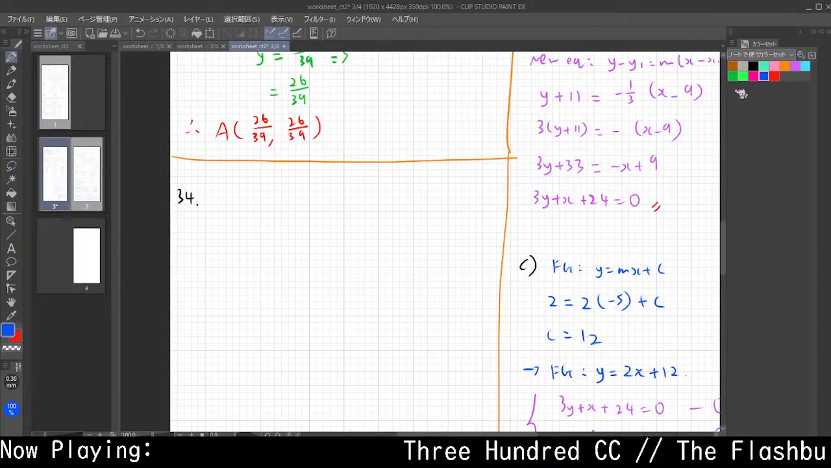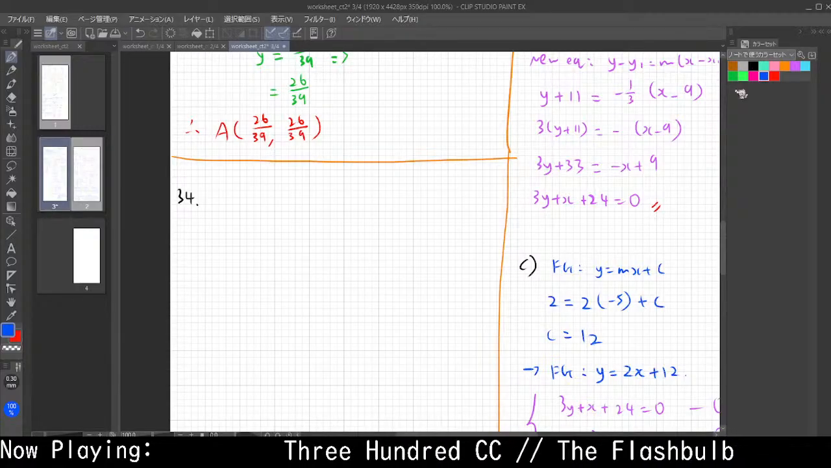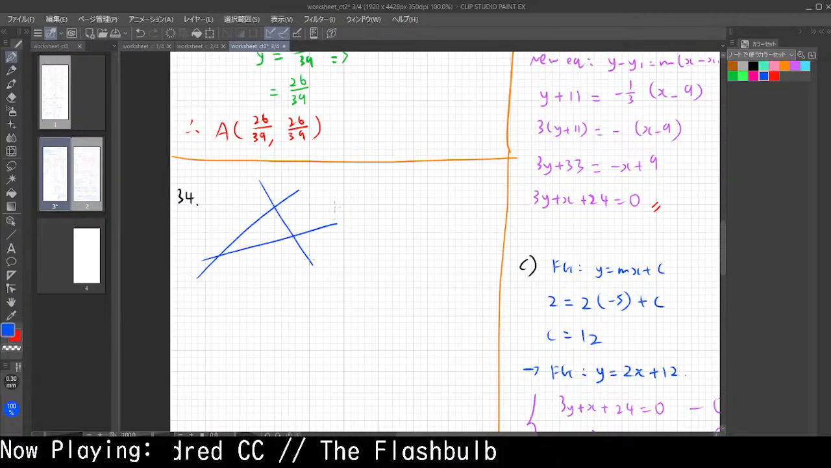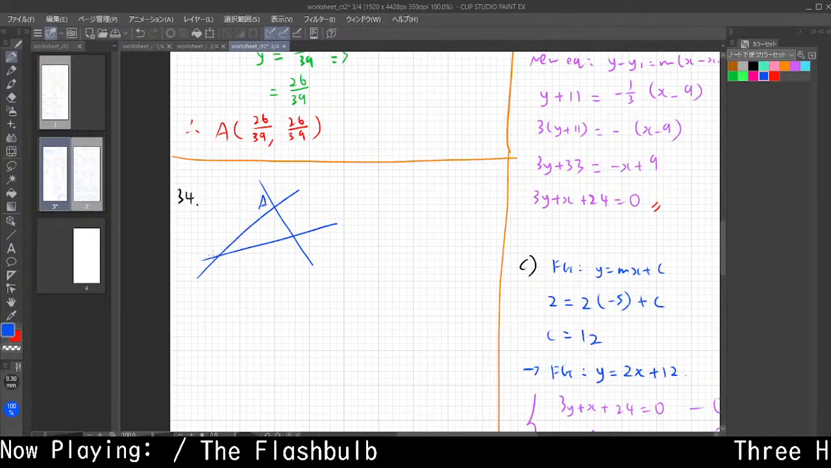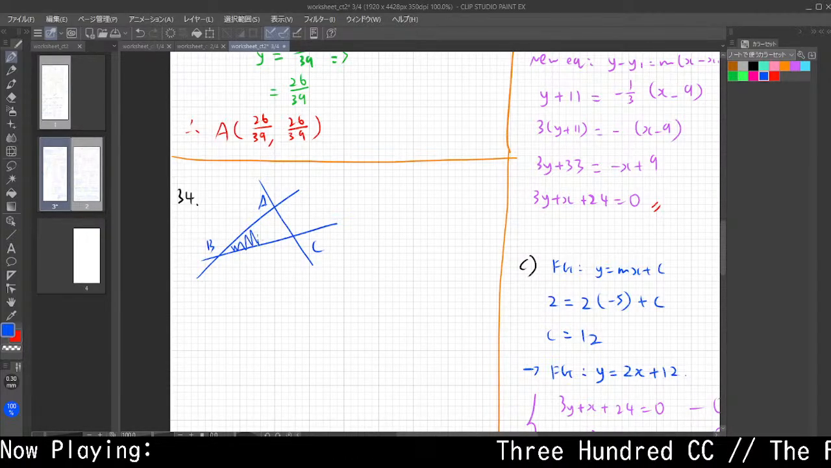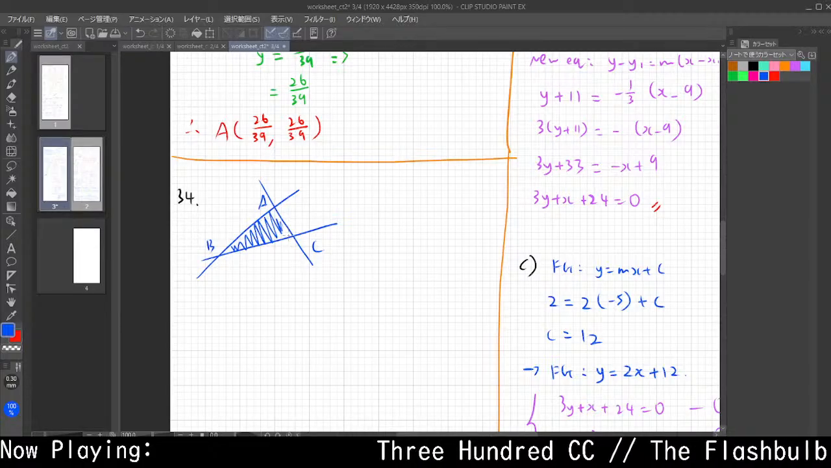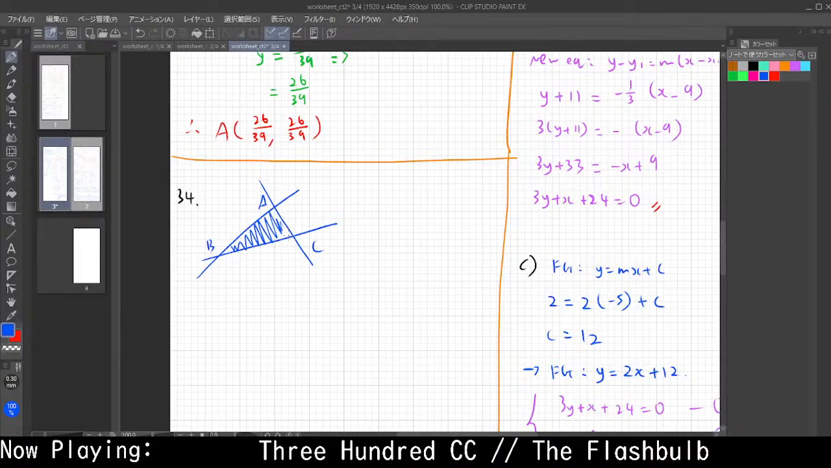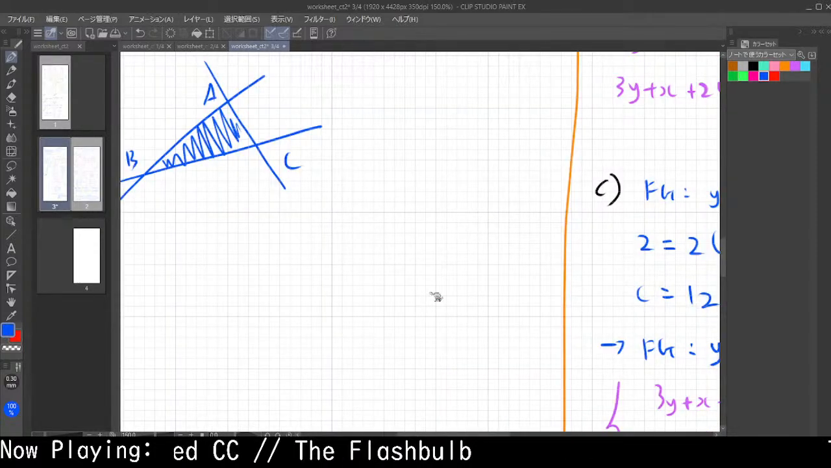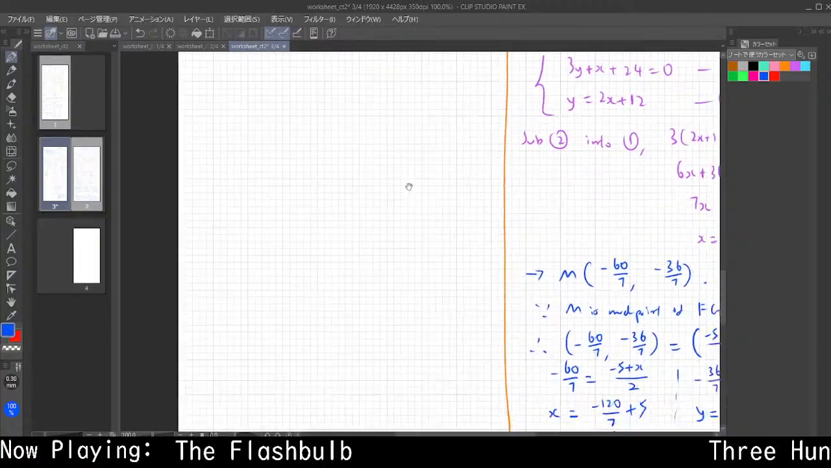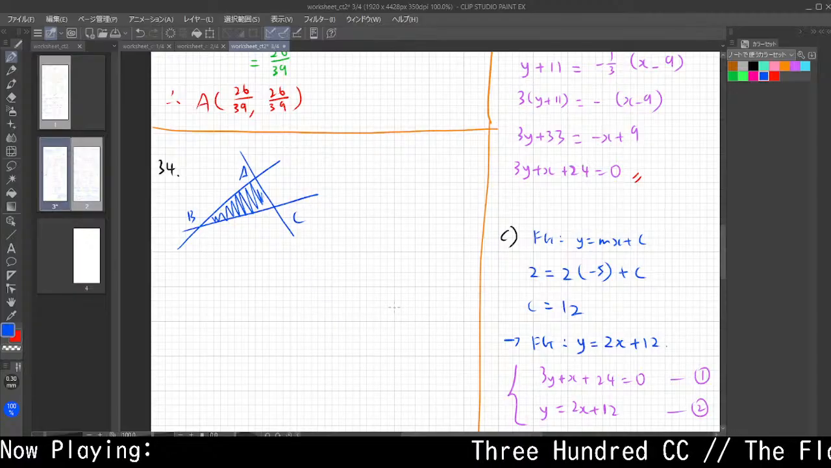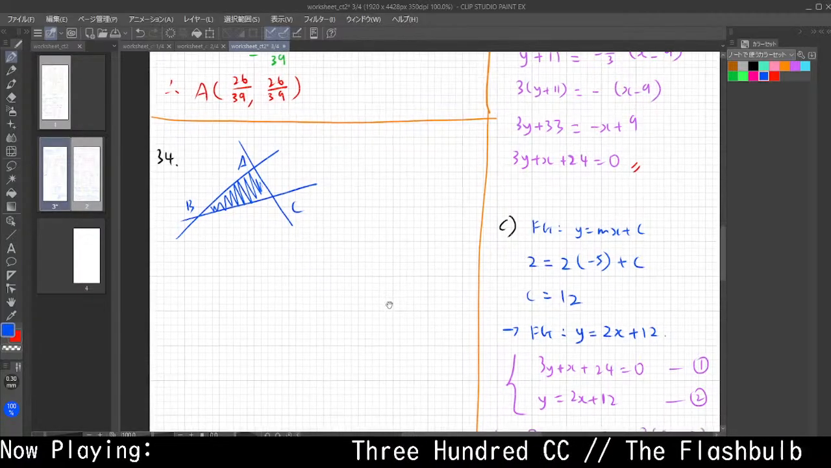So the idea is, if you have 3 lines, 1, 2, and 3, and they intersect at points A, B, and C respectively, then you will form a triangle. You are asked to find the area of this triangle. So that's what we're going to do right now. The idea is that you want to use those 3 lines to do 3 pairs of simultaneous equations.